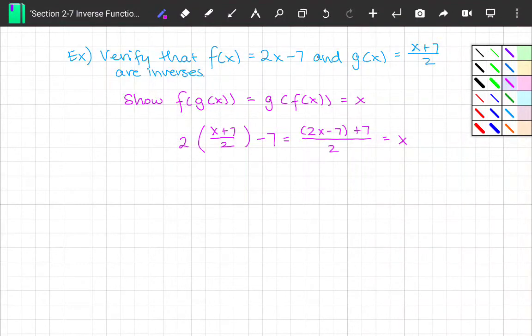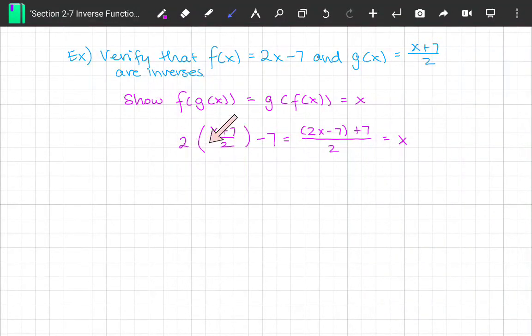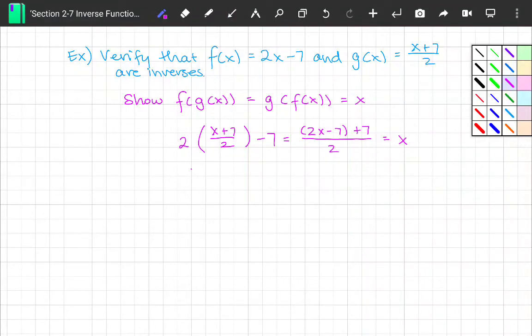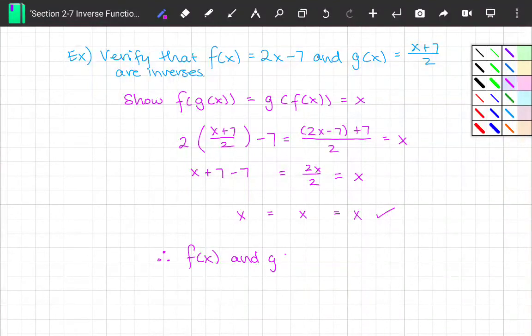And then this one's pretty straightforward. The 2's are going to cancel out on the left-hand side. So we're going to have x plus 7 minus 7. Over here in the middle part, the minus 7 plus 7 cancels out, so you have 2x over 2. And then, sure enough, the x is left. Over here, the 2's cancel out, so the x is left. x equals x equals x. So therefore, f of x and g of x are inverses of each other.